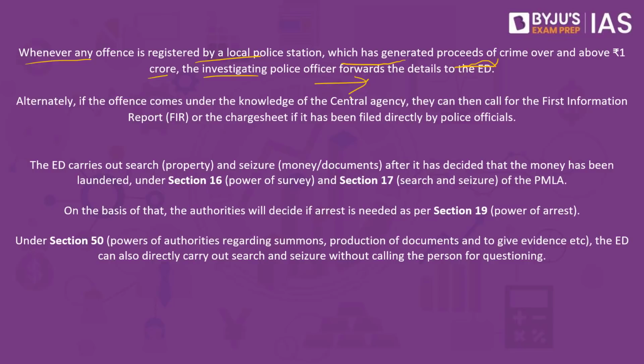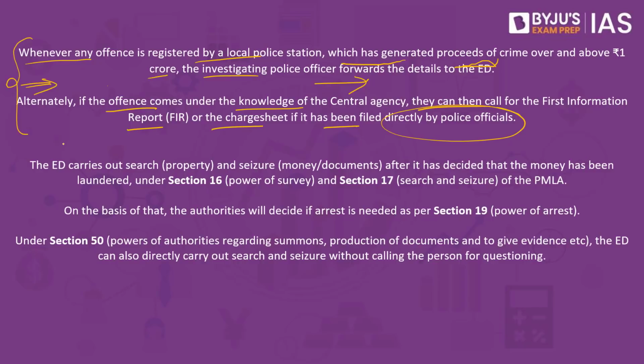So the Enforcement Directorate, after getting the notification from the local police station, will start investigating the case. Alternatively, if the offence comes under the knowledge of the central agency, they can then call for the first information report or the charge sheet if it has been filed directly by the police official, which means the Enforcement Directorate is not given the information yet by the police station, but they have got the information, so they may call the police station and ask for the first information report or the charge sheet. So in these cases where it is more than 1 crore, the Enforcement Directorate will immediately pitch in and investigate what this case is all about.